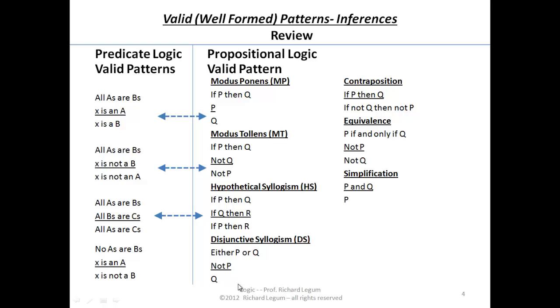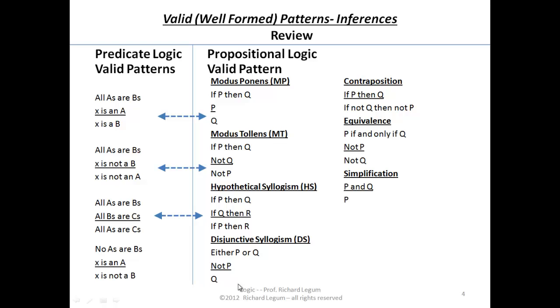Now looking at the propositional logic, we know that there are corresponding kinds of inferences with if-then for our first three in predicate logic, and those are modus ponens, that is, if P then Q, P, therefore Q. Modus tollens, that's going in the negative direction: if P then Q, not Q, therefore not P. And hypothetical syllogism, the final analogous inference: if P then Q, if Q then R, therefore if P then R.